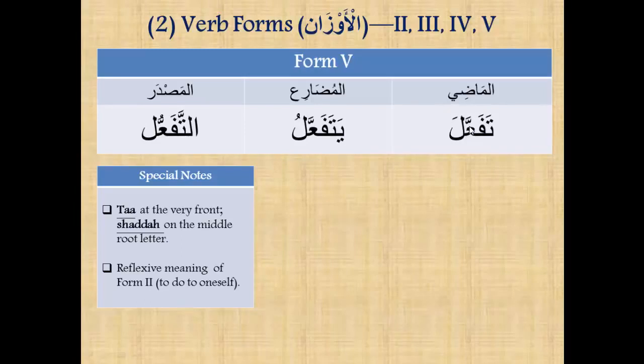Tafa'ala. The meaning of Form 5 is very interesting. It adds a reflexive meaning to Form 2. So we have the Form 2 verb, and if you do the action to yourself, performing the action on oneself, that is the meaning of Form 5. An example would be Form 2 verb, ذَكَّرَ يُذَكِّرُ التَّذْكِيرُ, which means to remind someone. Form 5, تَذَكَّرَ يَتَذَكَّرُ التَّذَكُّرُ. You're doing the action to yourself, so to remind oneself. What does that mean? It means to remember.